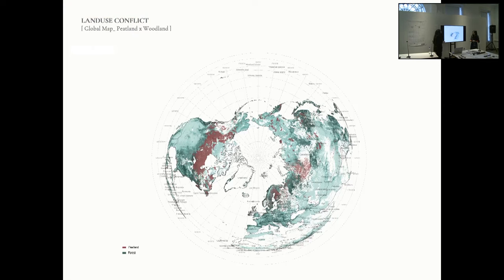So we have looked into this conflict and mapped out woodlands and peatlands because they are the major terrestrial carbon sinks of the globe. Due to their intersection, they have lost their ability to sequester carbon and have become carbon emitters. We have mapped peatlands in red and woodlands in green. And this conflict can be clearly monitored in the UK, where 12% of land is classified as peatlands.